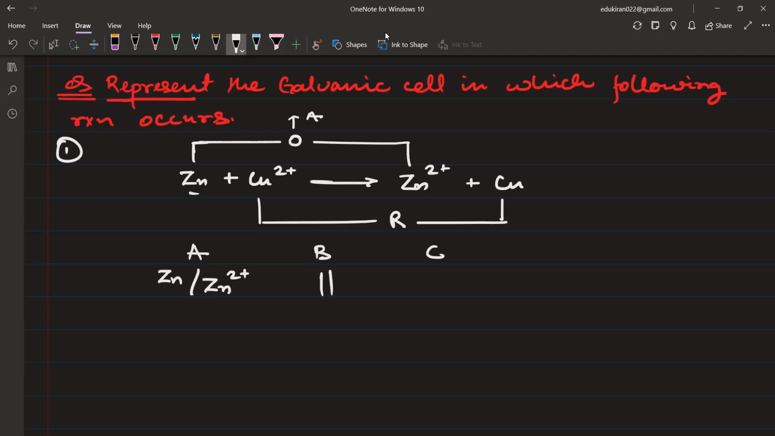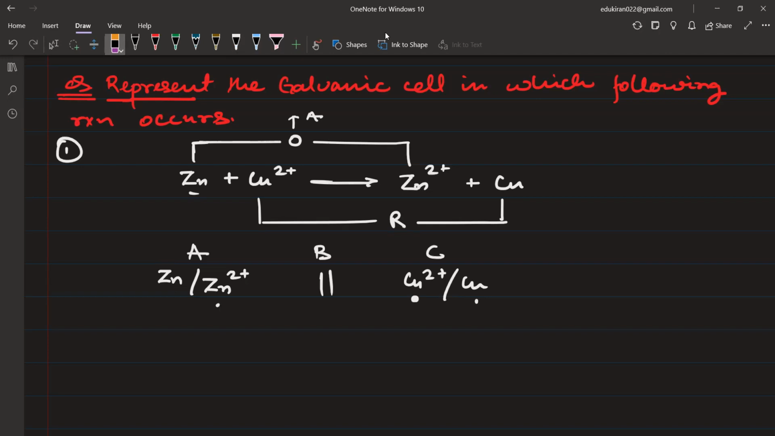The bridge will be like this. You don't have to always write ABC, but we have this mnemonic or trick to remember it. Zinc goes to Zn2 positive, and in the cathode Cu2 positive goes to Cu. Please understand why we write Zn here and Zn2 positive here, and Cu2 positive here and Cu here. This is about the reactants and products.